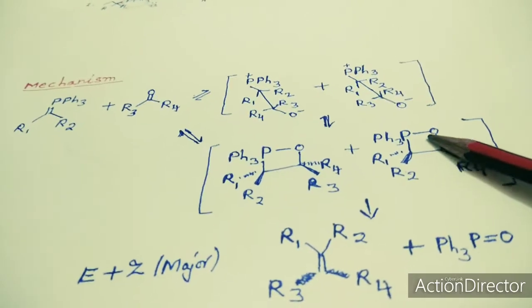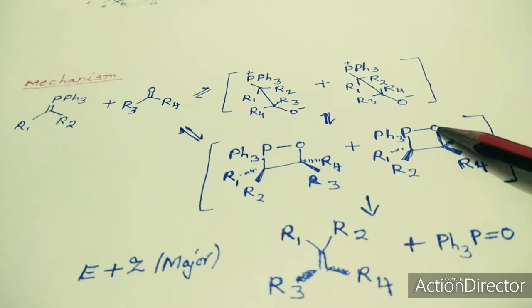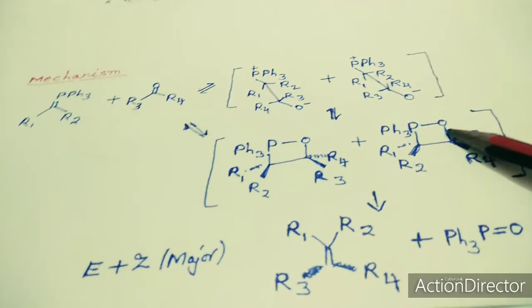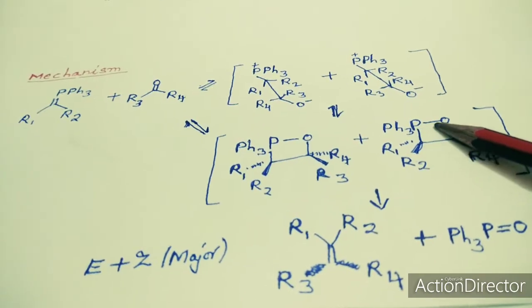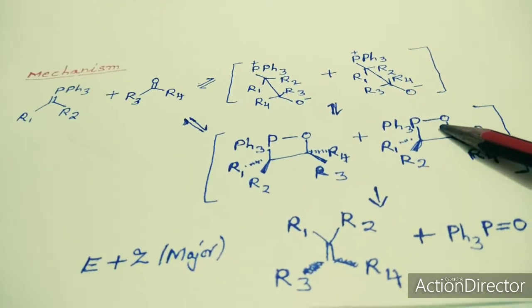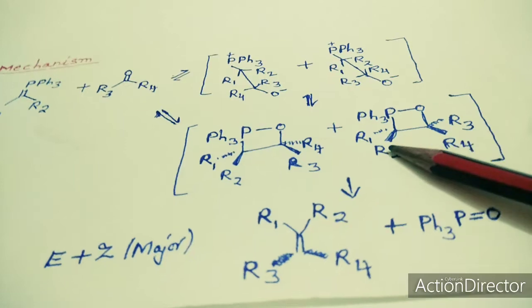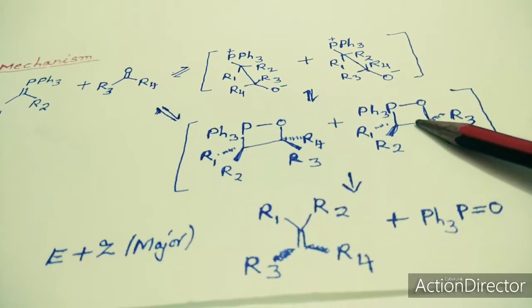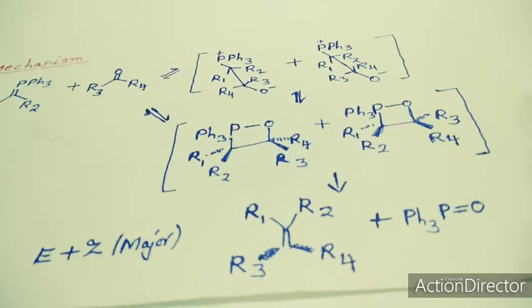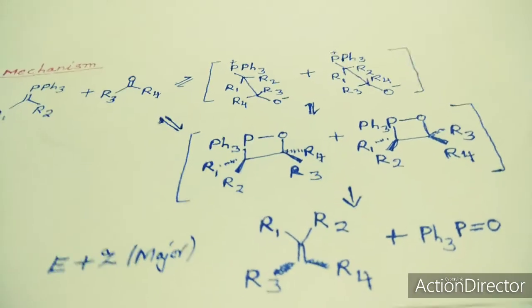Now what will happen? Because phosphorus will tend to form a double bond with oxygen, this oxygen will be continuously pulling electrons. So P positive with P, now with double bond to oxygen. And at the same time, a double bond will be forming here. So we will get Ph3P=O and an alkene.